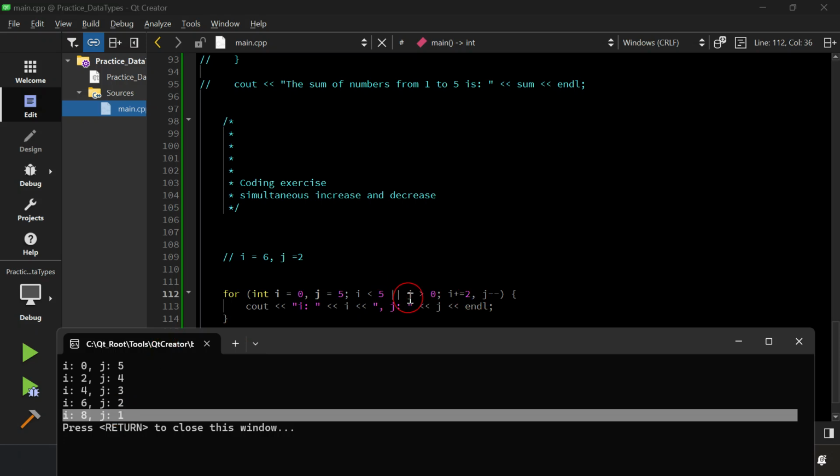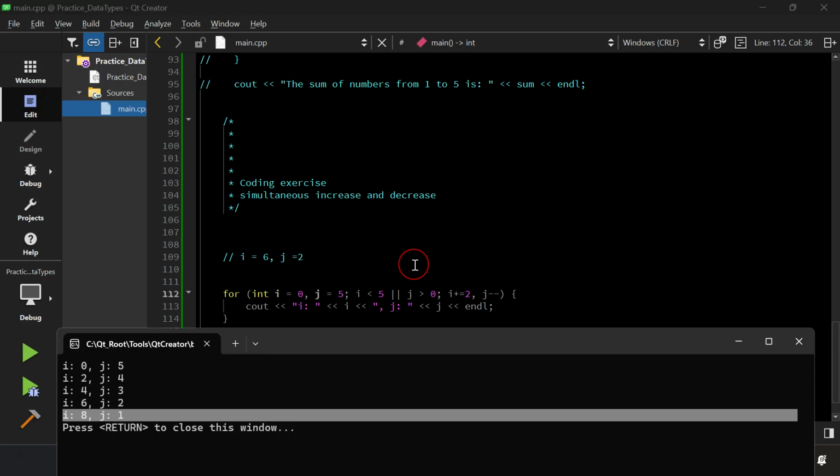And for the next round again, i equals 8, which will not pass the first condition, obviously, but for the second condition, j equals 1, and 1 is still higher than 0, so it still enters, but it does not continue. Why? Because in the next round, i would have been 10 and j would have been 0. In this case, 10 is not lower than 5, and 0 is not greater than 0. Therefore, neither of the conditions would have been met. So this is why the next round is not done and the for loop is finished when j equals 1.